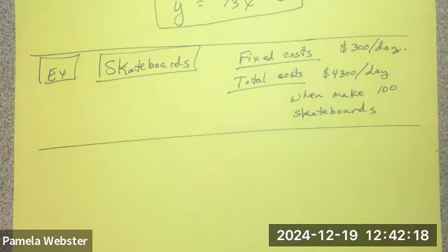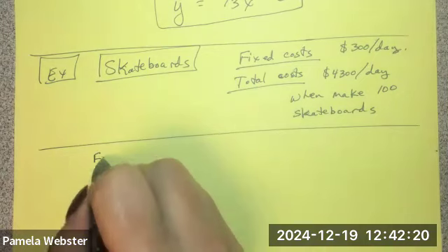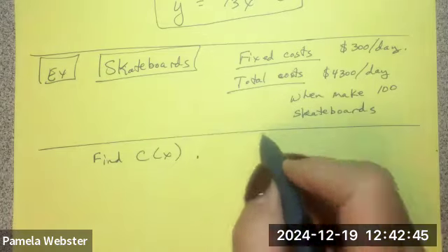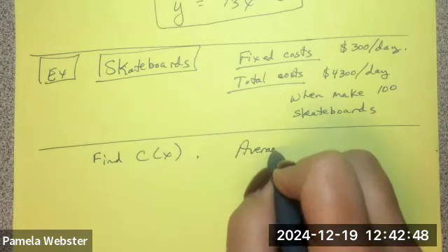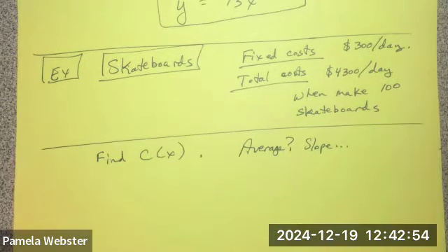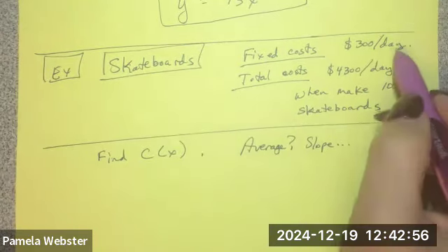So the problem is going to say something like find C of x, the cost function, right? So let's see, how did that cost function thing work? I took the fixed costs and the variable costs. In this case, I need to find the difference between them. So what I would like is the average between these, or the slope. I'd like to see what's happening in between these things.